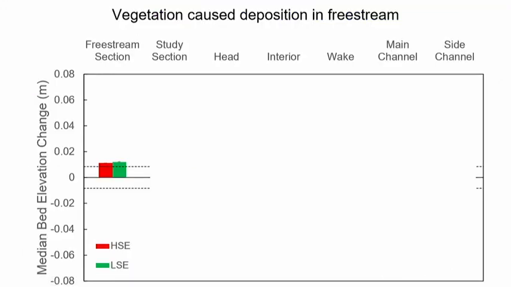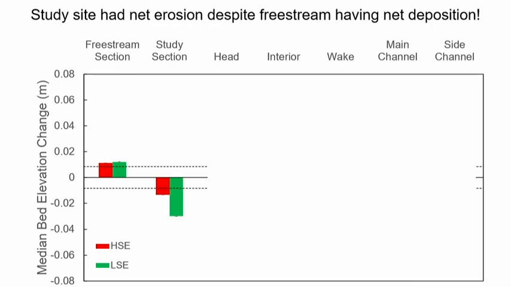So these are the median bed elevation changes in each of those zones, where the high supply is in red, the low supply is in green. Those dashed lines are what we're estimating to be the error of our DEM of difference from the beginning to the end of the experiment. So if our bars are within those dashed lines, we're saying we probably don't see much change within the error of our measurements. In the free stream section, we had deposition, as I just said, in both experiments. And we look at the study section, and in both experiments, even for high supply, we have erosion.